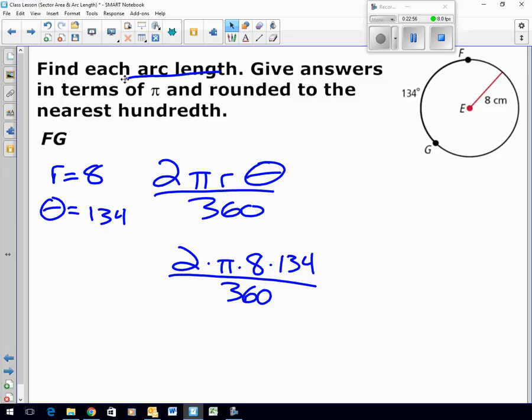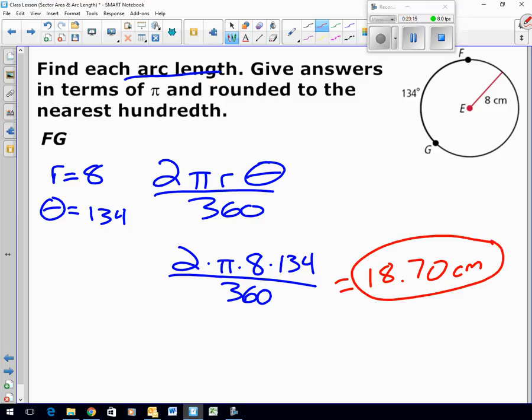What's the answer? 18.7. 18 point what? 7-0. Is it centimeters squared or centimeters? It's just regular old centimeters, right? Unless you see squared here in the radius, you don't have to worry about squaring it.